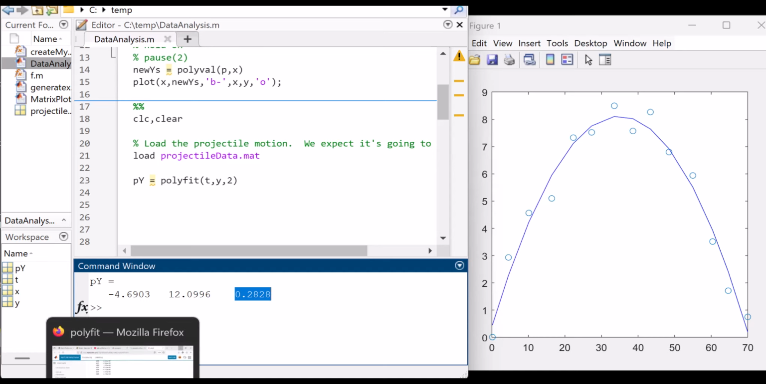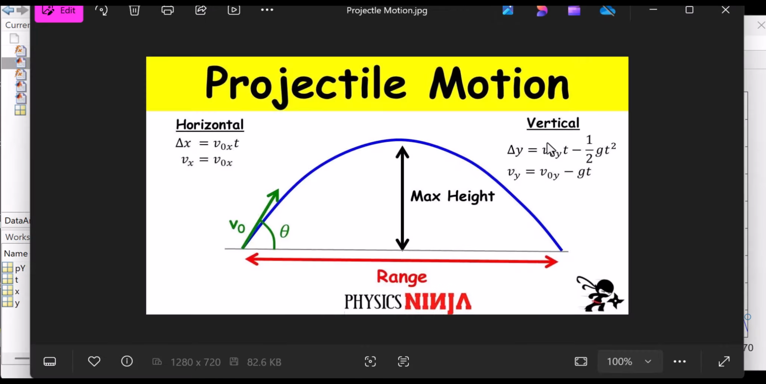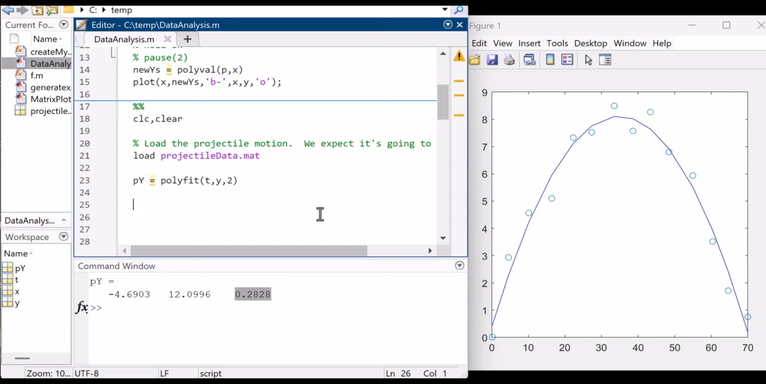Okay, now if I look at my function, the v, this is in a different order, but the coefficient in front of the t squared is supposed to be negative 1/2 g. Now, if you know stuff about math, that negative 1/2 g is supposed to be 9.81. So let's see how close we got.